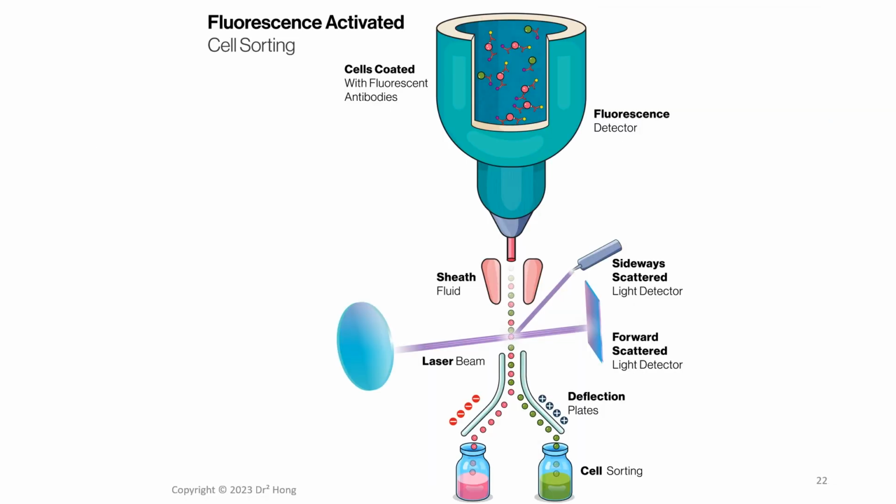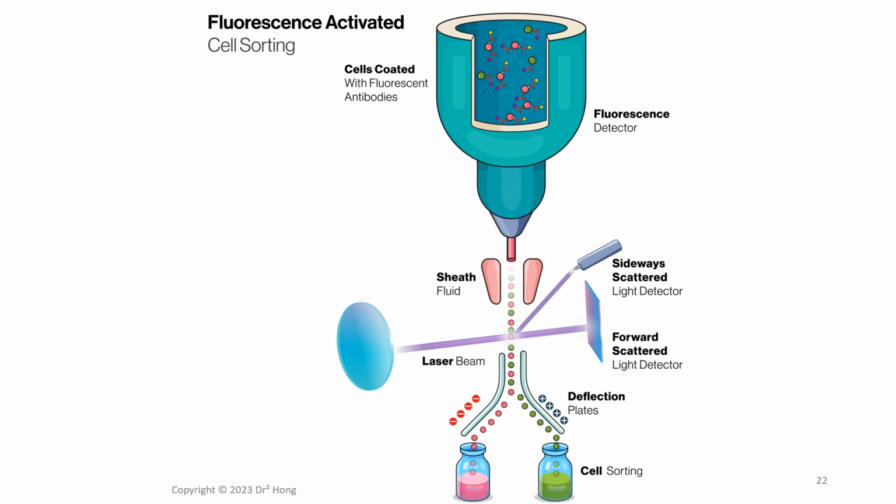An extension of flow cytometry is another technology called fluorescence activated cell sorting, or FACS. Now, FACS is a technique used to sort individual cells based on their physical and chemical properties. The process involves labeling cells with fluorescent markers that bind to specific molecules or structures on the cell surface or inside the cell. So this step is completely the same as regular flow cytometry.